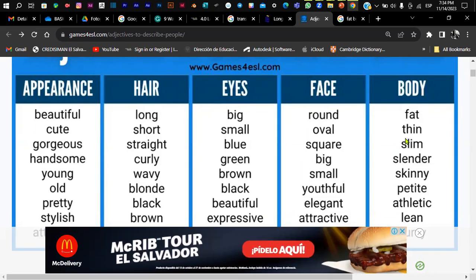Next. Thin. What is thin? Thin. Delgado. Correct. Slim. Similar. Delgado. Yes. Slender. What is slender? It's like thin, but in good shape. Es como delgado, pero in good shape. En buena forma.